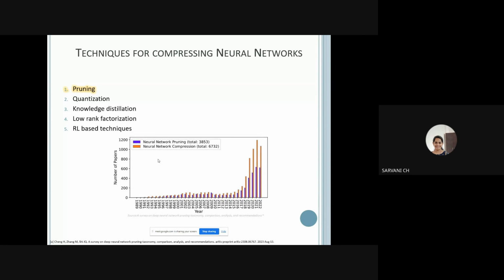However, among all the techniques, pruning is widely explored and utilized in academia and industry. As shown in the figure, the number of research papers on pruning has been markedly increasing. You can see from 1989 to 2022, mainly from 2015, an increase in pruning papers. It represents more than half of the papers on neural network compression. Among the compression techniques, neural network pruning has more than half of the weightage.